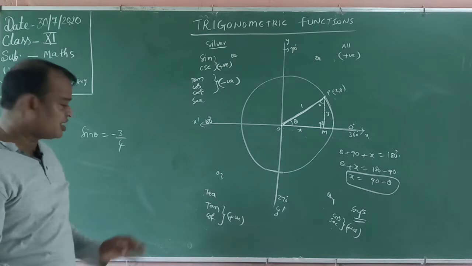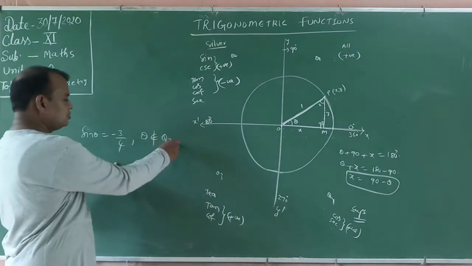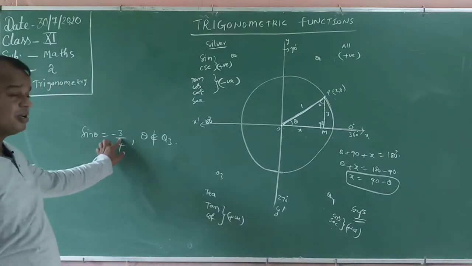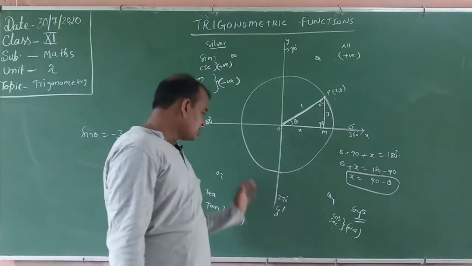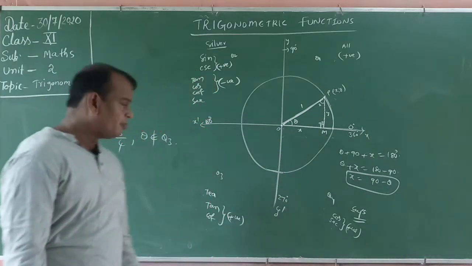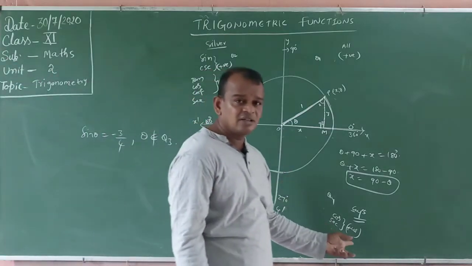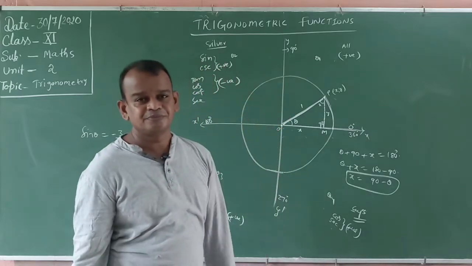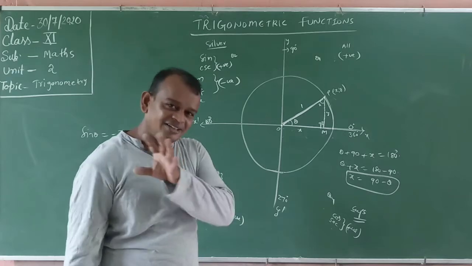What is the meaning of that? Sin theta is negative and theta does not belong to the third quadrant. Sin theta is negative in which quadrants? Third and fourth quadrants. But theta does not belong to the third quadrant, so it must and should belong to the fourth quadrant. Understood? Not understood? Yes? Okay.